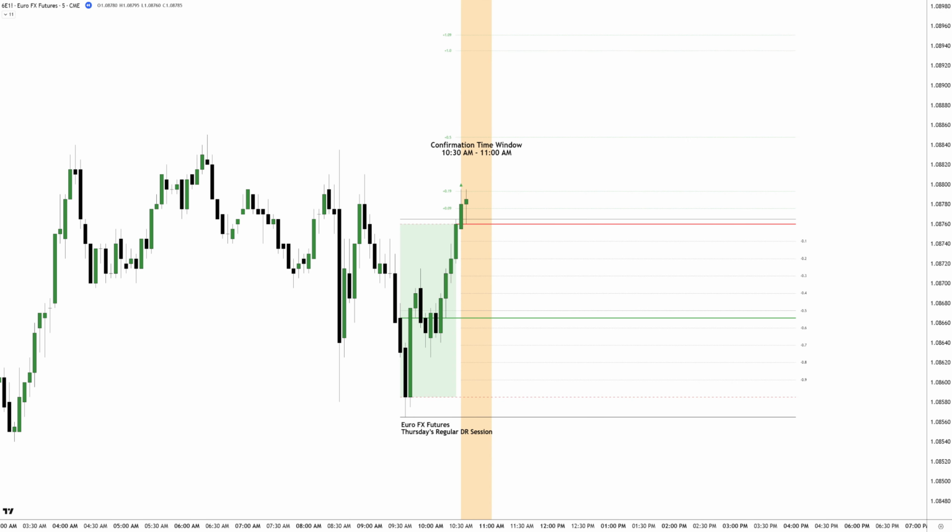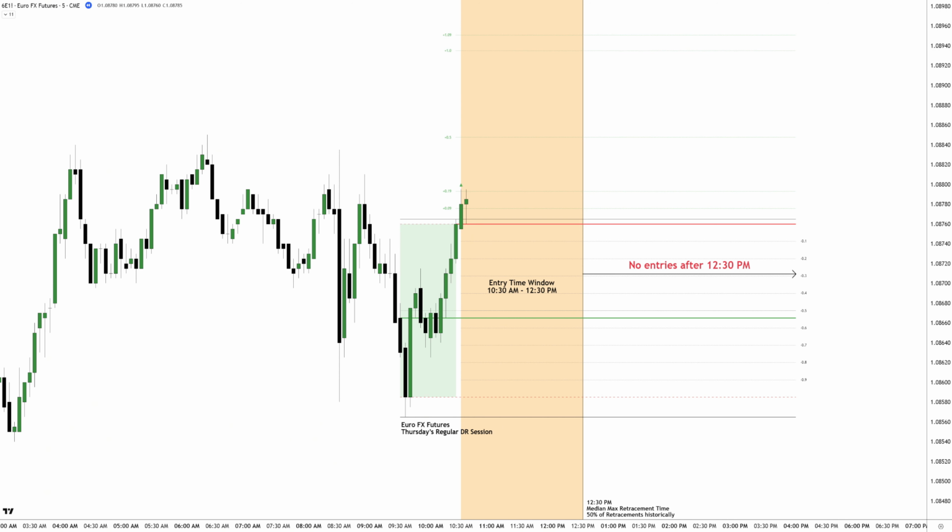You only want to use this approach on the Euro FX futures, only in Thursday's regular DR session, if a long confirmation happens between 10:30 a.m. to 11 a.m. Confirmations after that time window have different probabilities. You highlight the specific entry time window going from 10:30 a.m. to 12:30 p.m. No entries should be taken after 12:30 p.m.